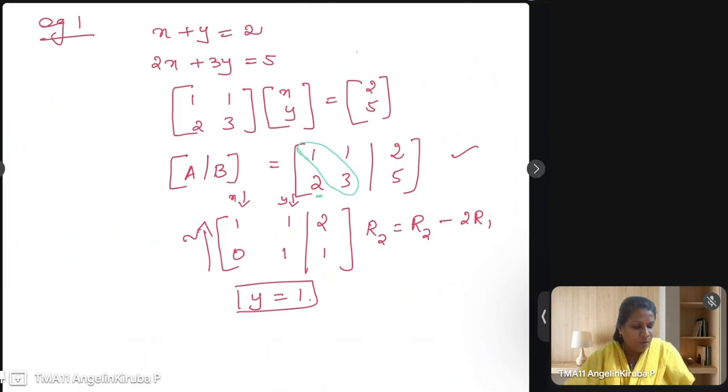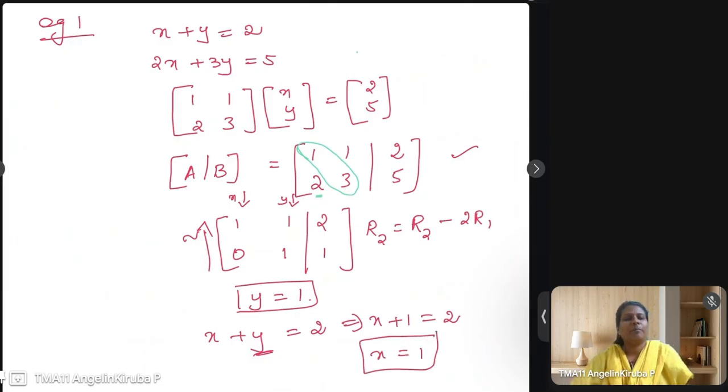Now coming to the first row, x plus y equal to 2. Substitute the value of y here. So which implies x plus 1 is equal to 2. So x is also equal to 1. Okay, right? So this is the example for Gauss elimination method.